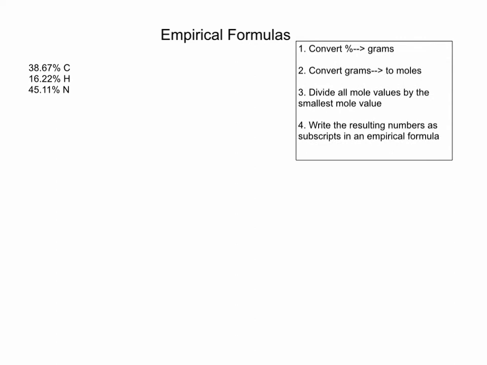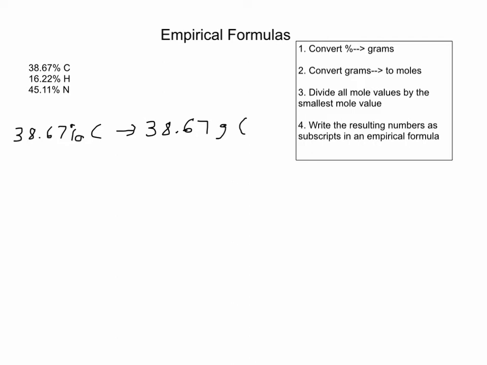How do we convert percent to grams? Well, this is the easiest step. We will take 38.67% carbon, and to convert that to grams, we're going to say we have 38.67 grams of carbon. Why can we just change the percent to grams? Well, remember, percent means out of 100. So if we assume that our total sample size is 100 grams, 38.67% of 100 is 38.67 grams. Just like 50% of 100 is 50, 25% of 100 is 25.